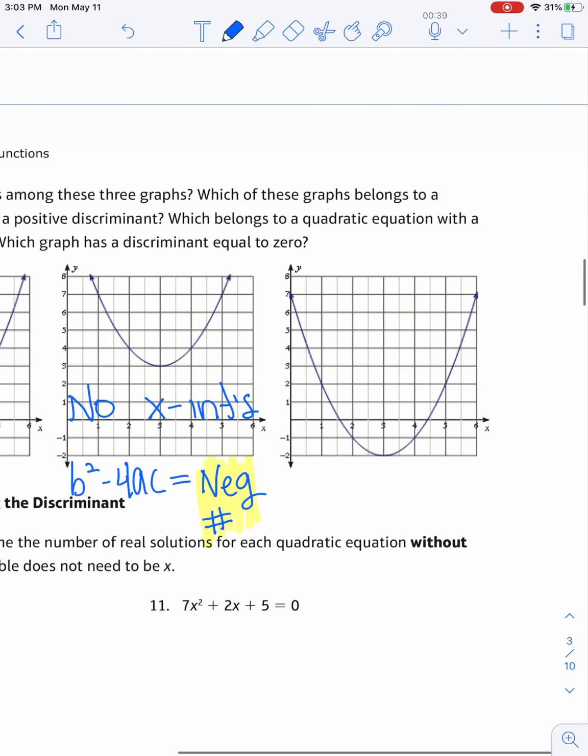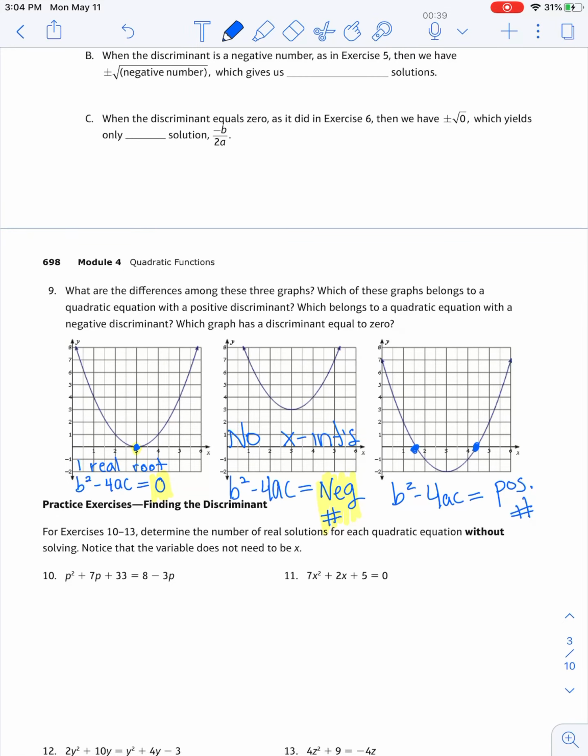And looking at this last example, you'll see here that there are 1, 2 x-intercepts. So that means that b squared minus 4ac would equal a positive number, any positive number. That tells me that there are 2 real roots. Okay? All right, so practice finding the discriminant.